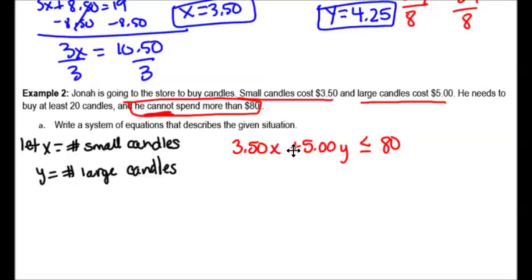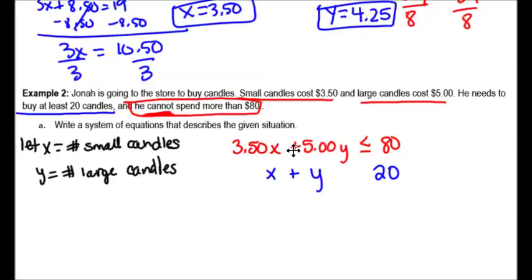Okay, now let's go back and read to find our second equation. It says he needs to buy at least 20 candles. So right here, they're not giving you a lot of information in words. You kind of have to read into it. So at least 20 candles. That means all of the small candles plus all of the large candles has to be at least 20.